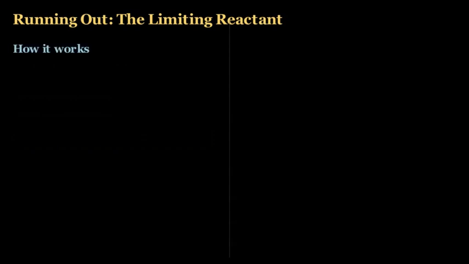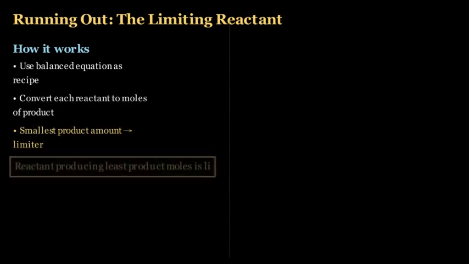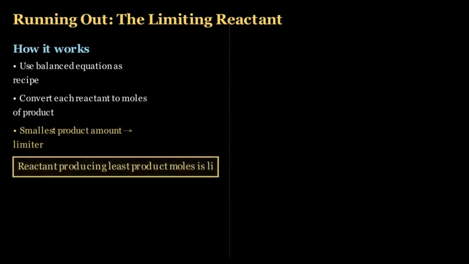Here's the trick. The balanced equation is your recipe, and the coefficients are the mole ratios. For each reactant you have, use that ratio to ask, if this reactant were used up completely, how many moles of product could it make? Do this for every reactant. The one that produces the smallest amount of product is the limiting reactant, it's the bottleneck.